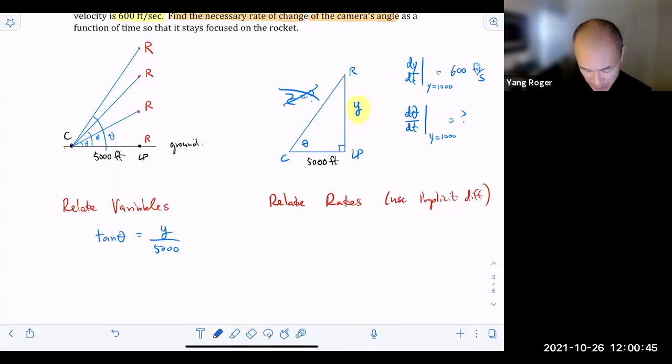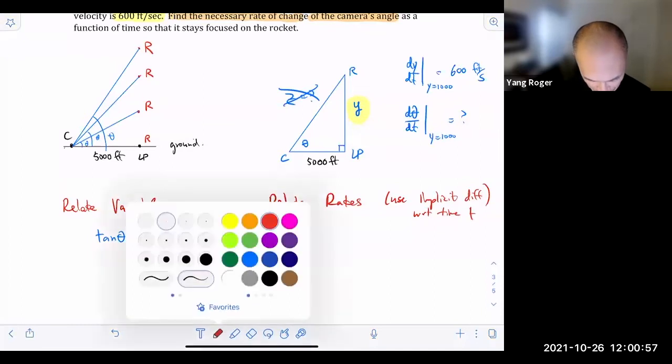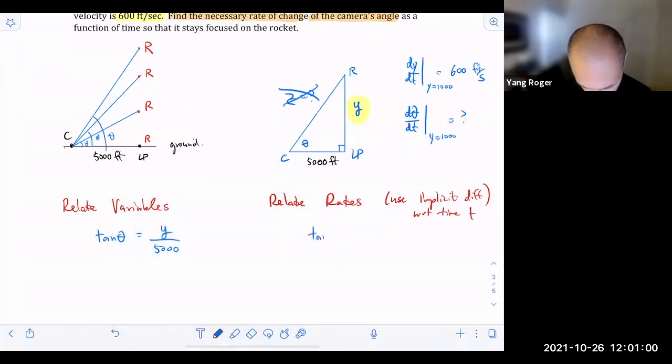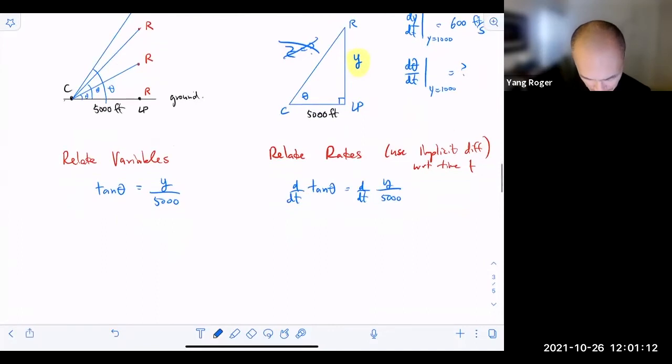We relate the rates by using implicit differentiation with respect to time, t. WRT means with respect to. So times d theta dt, right? So if I were to write an extra step, I'd write it like this. You've got tangent theta is equal to y over 5,000. And then we're going to differentiate both sides with respect to time. Then on the left-hand side, you get secant squared theta times d theta dt. What about on the right-hand side?